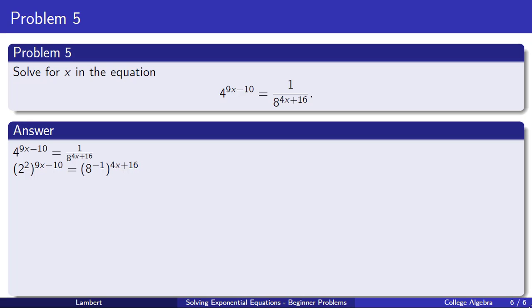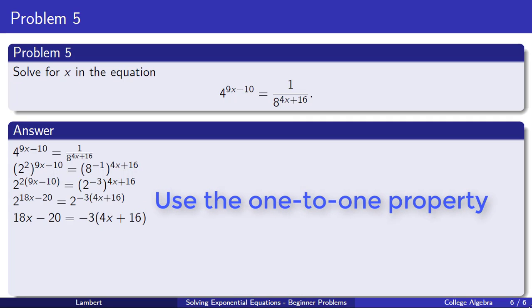So that means, moving forward from here, we can write 8 to the negative 1 as 2 to the negative 3, and we're just expanding that exponent on the left-hand side. So you have 2 squared. It becomes 2 to the 2 times the quantity 9x minus 10 up in that exponent. And so now we'll just do the same thing on the right-hand side and kind of set our exponents equal. So you get 2 to the 18x minus 20, and then 2 to the negative 3 times the quantity 4x plus 16. Now just set the exponents equal.